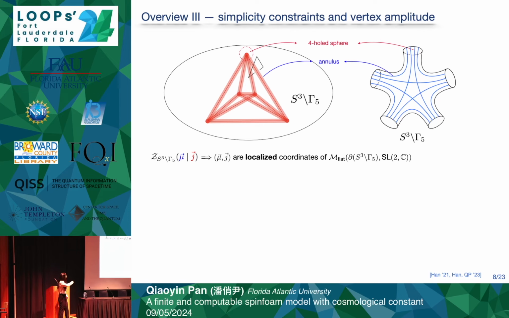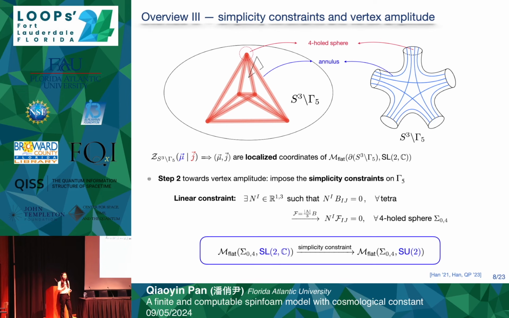So again, this is a Chern-Simons partition function I just showed, and it's a function of the moduli space of flat connection on the boundary of this three manifold. And these coordinates, mu and j here, are actually localized coordinates. They are either localized on the annuli of the boundary, or they are localized on the four spheres. Realizing that, let's impose a simplicity constraint.